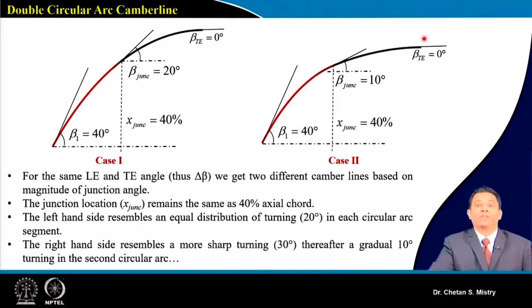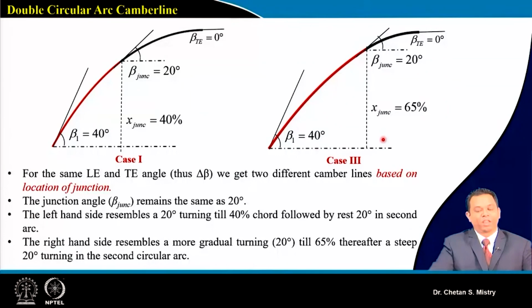So we can decide the junction point, and we can decide the junction angle, and that gives us the flexibility. Here in this case, we have the flexibility to shift our junction point to, say, 65% chord as per our requirement. I can give my turning in such a way that I have a smooth curve at the 65% chord location. So this gives more flexibility in using the camber line.